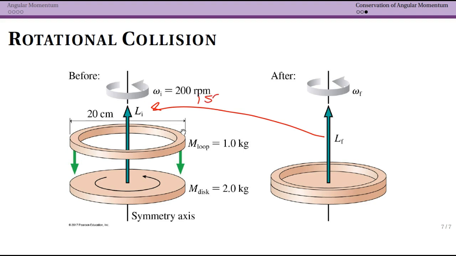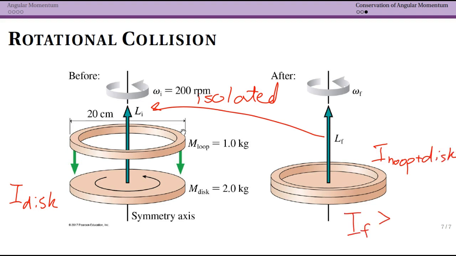It's isolated. But what we see is that we've gone from a moment of inertia of what's rotating, of I disk, to now this I hoop plus disk. And that means that this I final is definitely greater than I initial, right? This is harder to spin. And so we expect that our final angular speed is less than our initial speed.